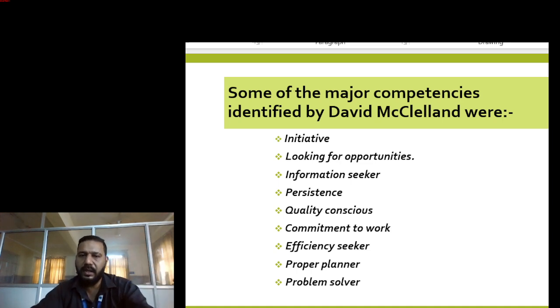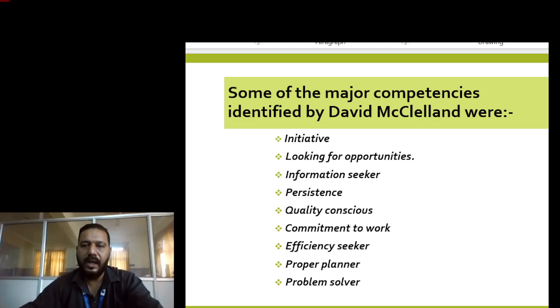Now, as you are able to see on the screen, some of the major competencies identified by David McClelland. David McClelland is a scientist who was working in the management field. He has also seen this, and he has done research in India also. After doing research, he came to a point that these are the competencies that are developed in a person after an EDP program. First competency is initiative. A person becomes initiative, he or she initiates by himself or herself.